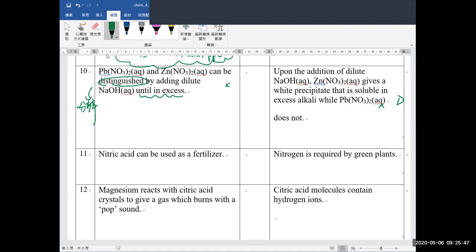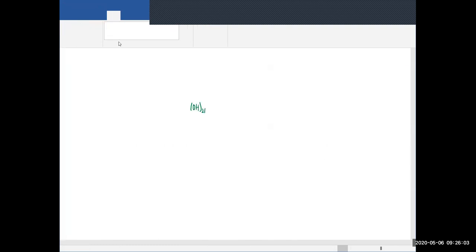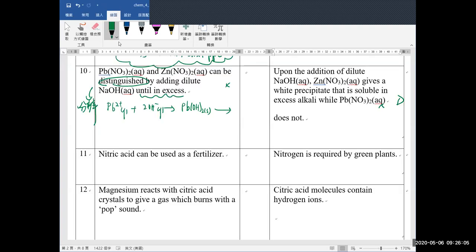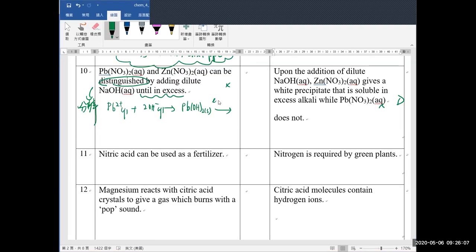Right, so both would react. First of all, lead nitrate will react with hydroxide ion to form what? Lead hydroxide. When it reacts with excess, now this time I skip it by avoiding writing too much about it.